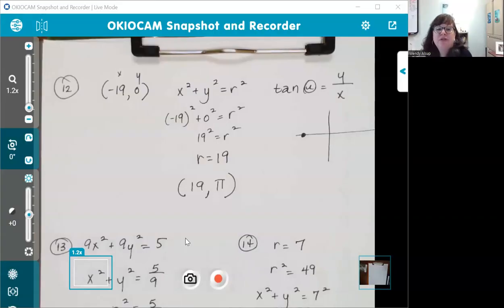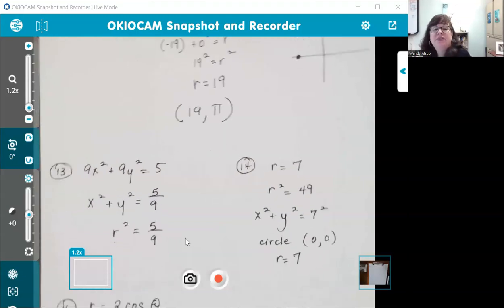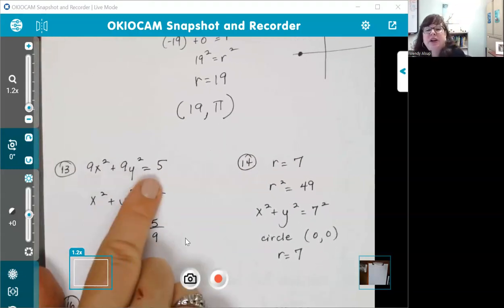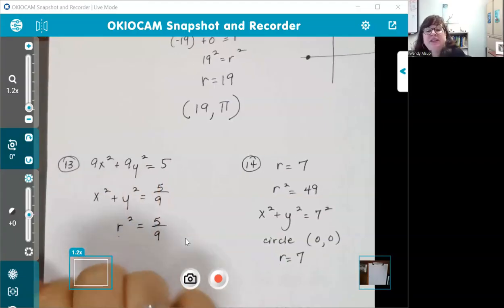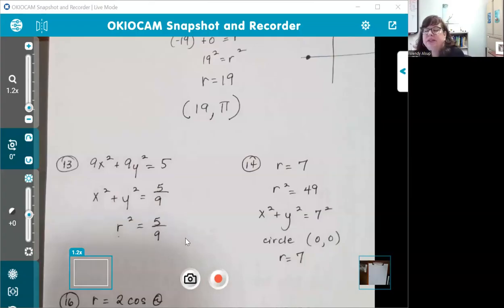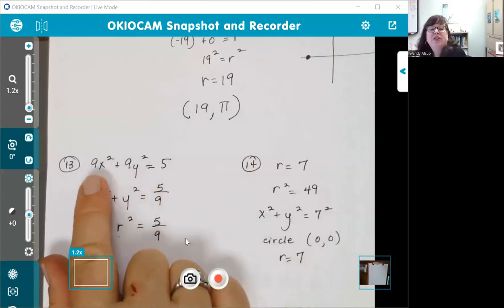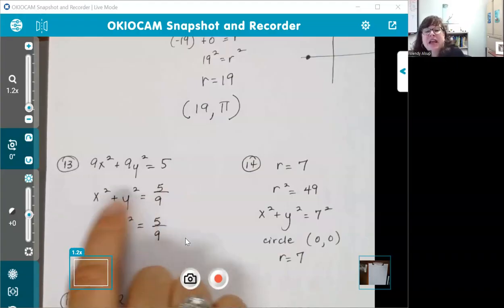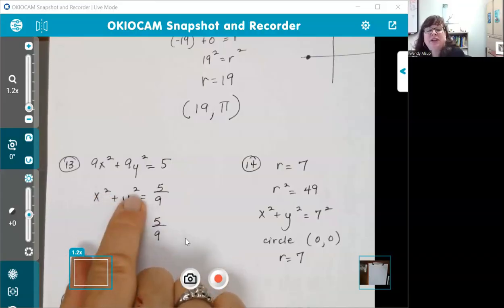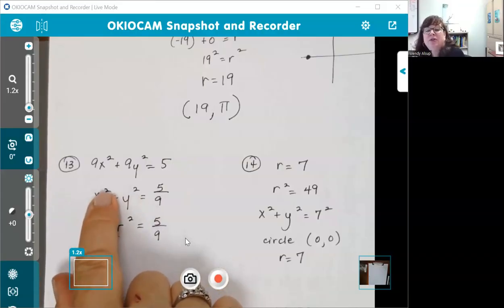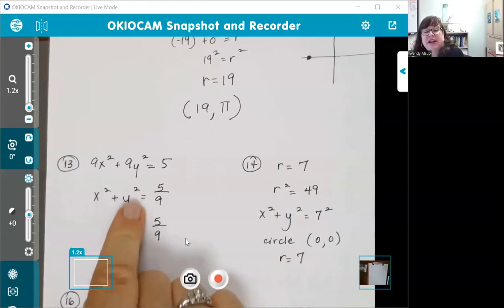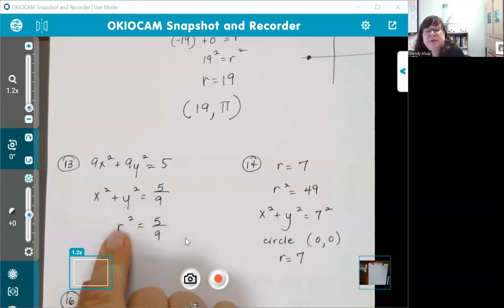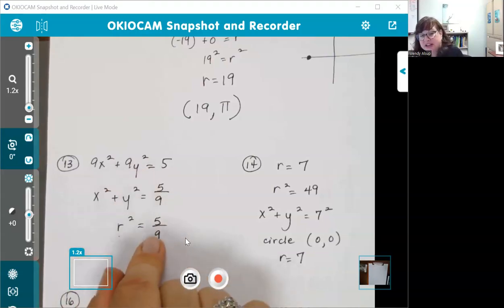All right, Tay, number 13, I was given 9x squared plus 9y squared equal to 5 and told to get it as a polar equation from a rectangular equation. I divided everything by the 9, and I got x squared plus y squared equals 5/9. And I know what x squared plus y squared is when I'm converting from rectangular to polar. It's r squared. So basically, I just have r squared equals 5/9. This is going to be a circle with a radius of whatever the root of 5/9 is.